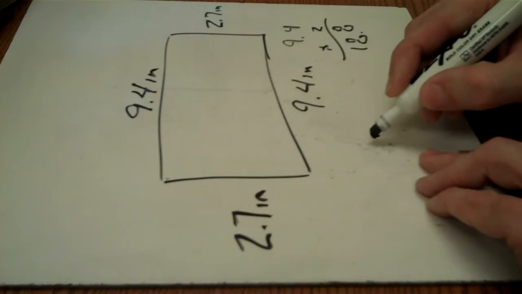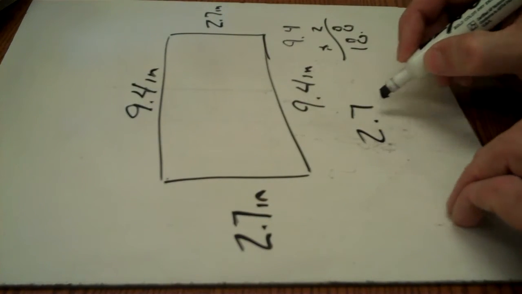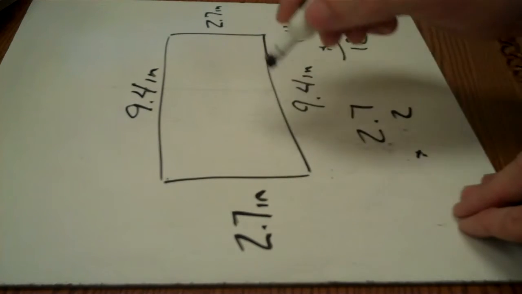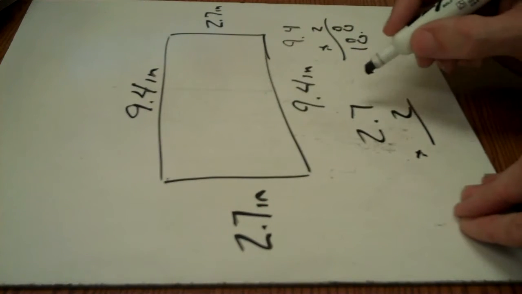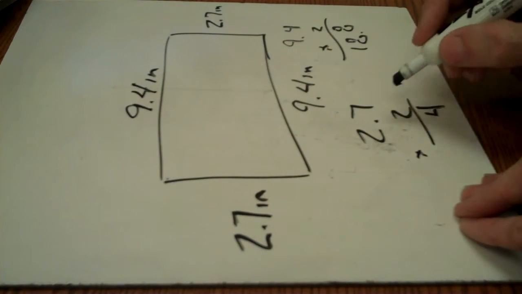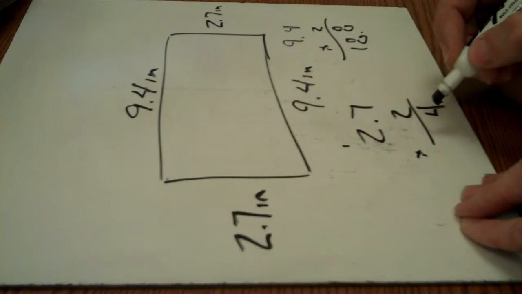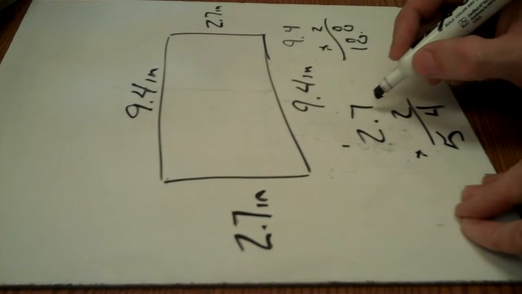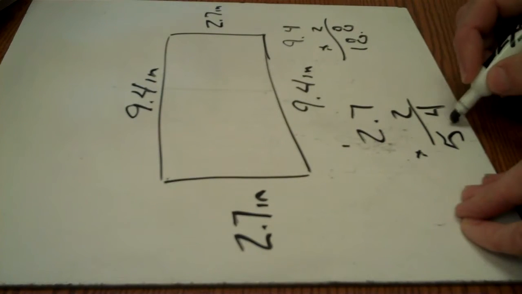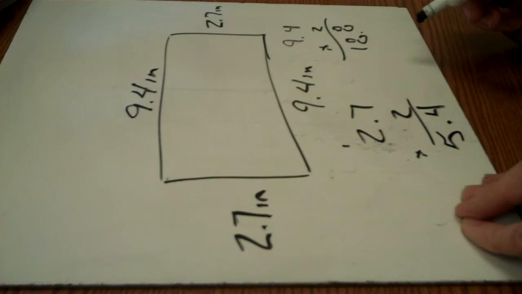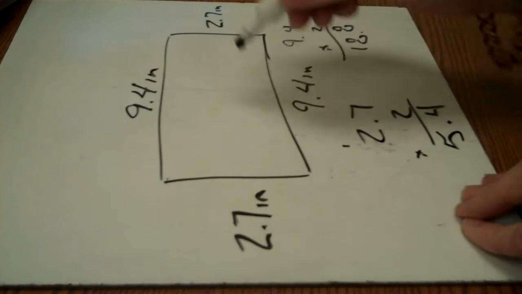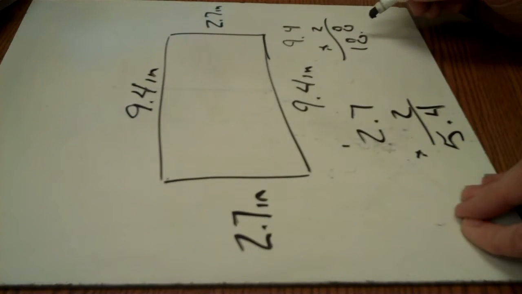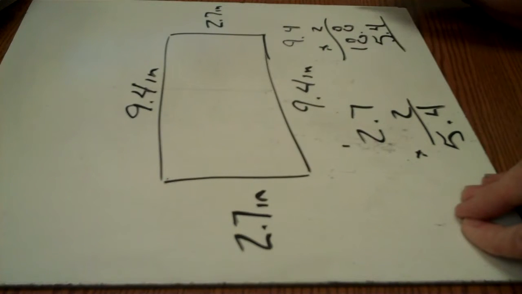The short side would be 2.7 times 2, because there's 2 of them. 2 times 7 is 14. I'll put down the 4, carry the 1. 2 times 2 is 4 plus 1 that I carried is 5. The decimal is ahead of 1 digit, and I'll put it ahead of 1 digit on there. So that gives me the answer of the short side. So now all I need to do is add that to the long side.